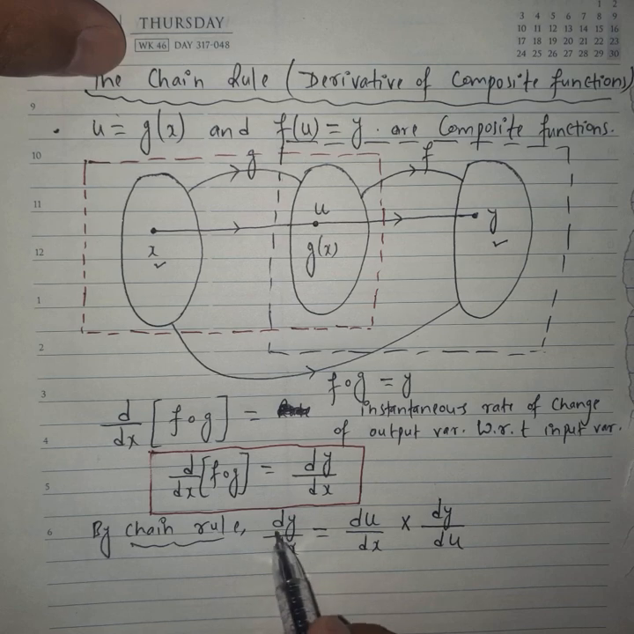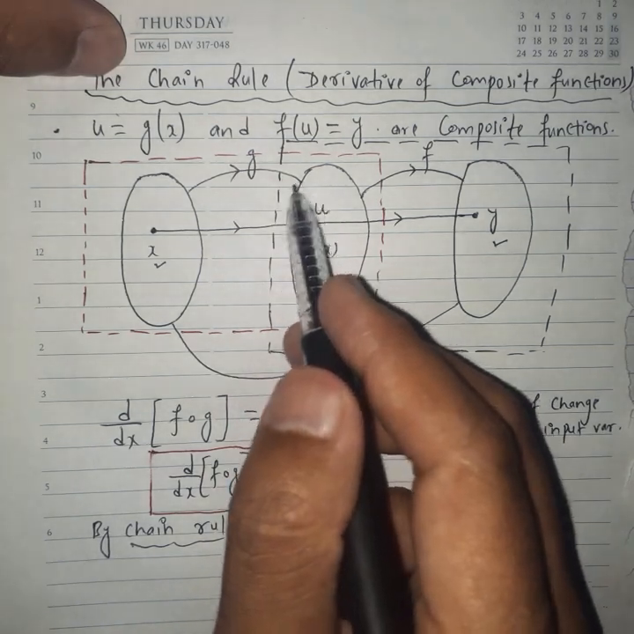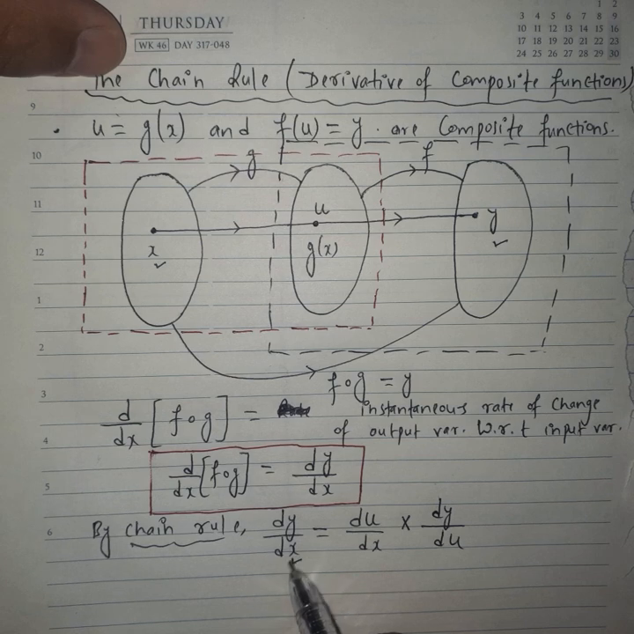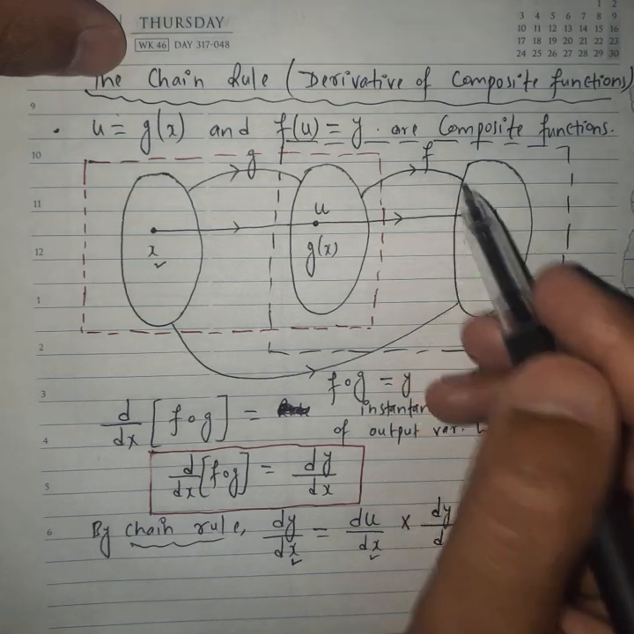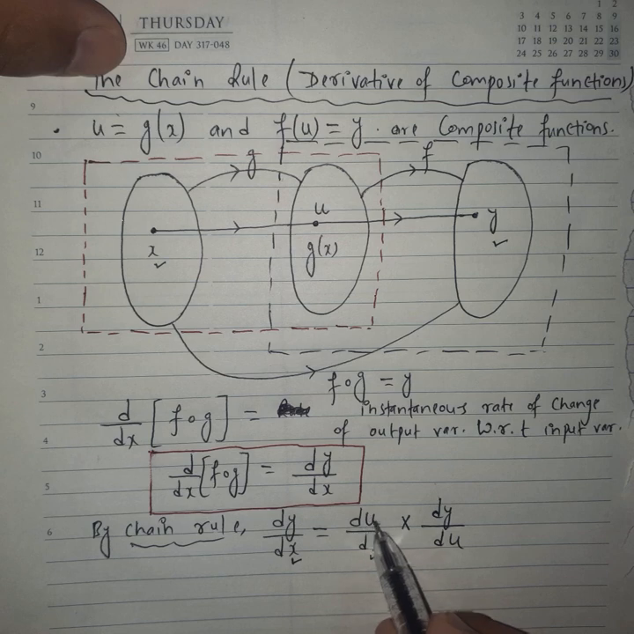The derivative of the composite function is the same as the derivative of the first function with respect to the same variable. Here the derivative is taken with respect to x, so we have to do it with respect to x, times the derivative of the second function with respect to the output of the first function.